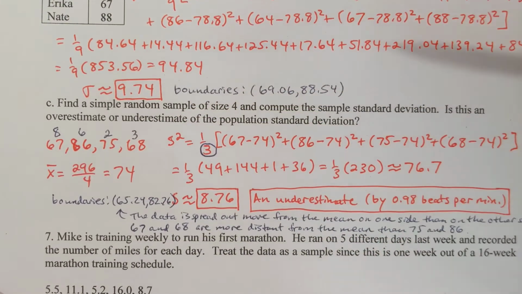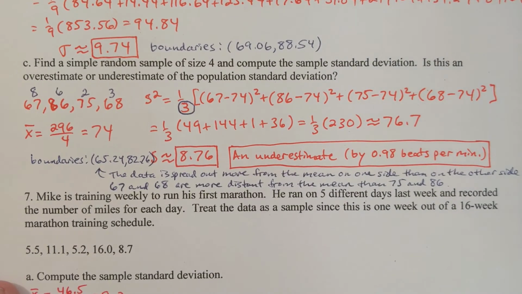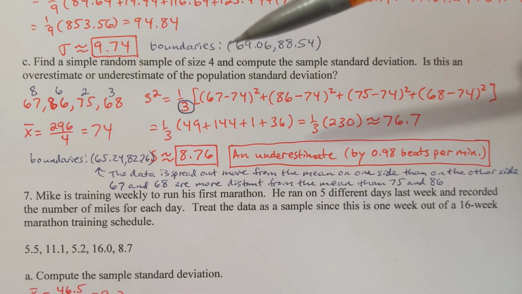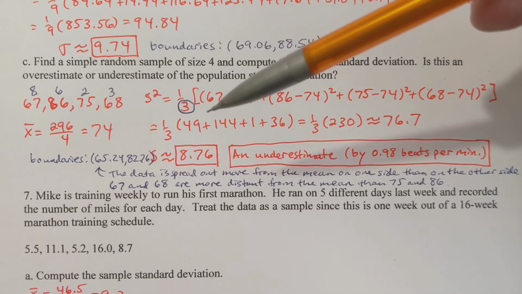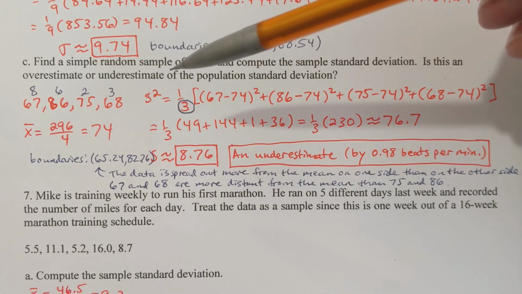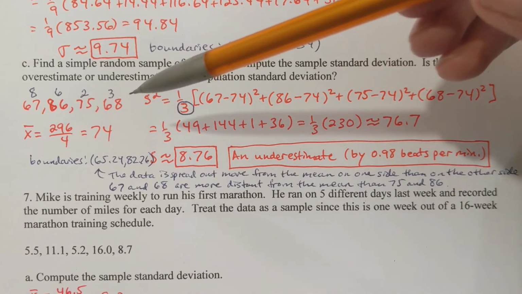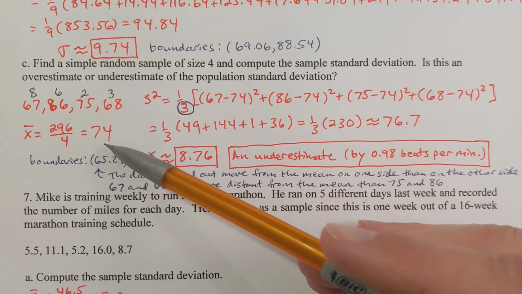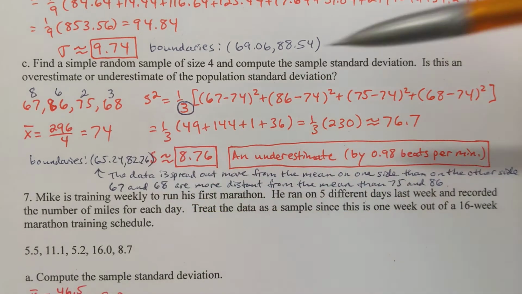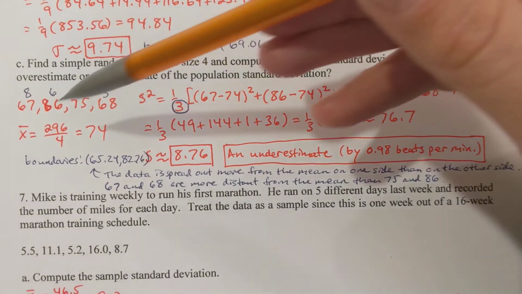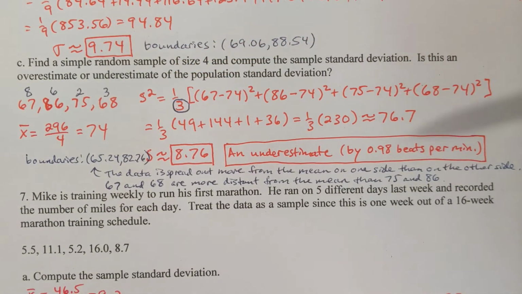So these 4 numbers would be what I get randomly, and now I need to find the standard deviation, right? The first thing I need to do is get the mean of these 4 values. If I add up these 4 values, I get 296, and then divide by 4, and that gives me exactly 74. So the average pulse rate of these 4 students is 74 beats per minute.